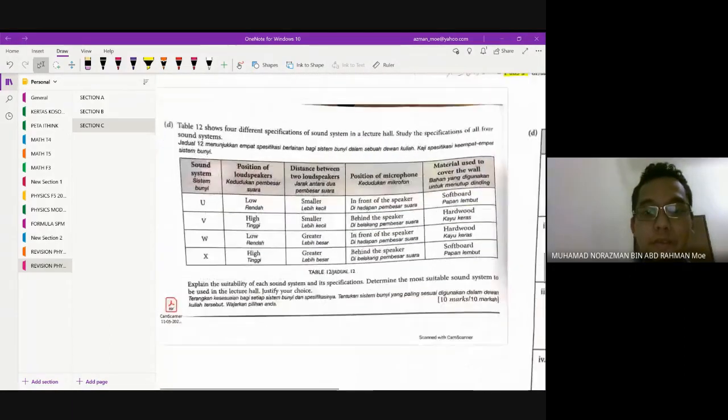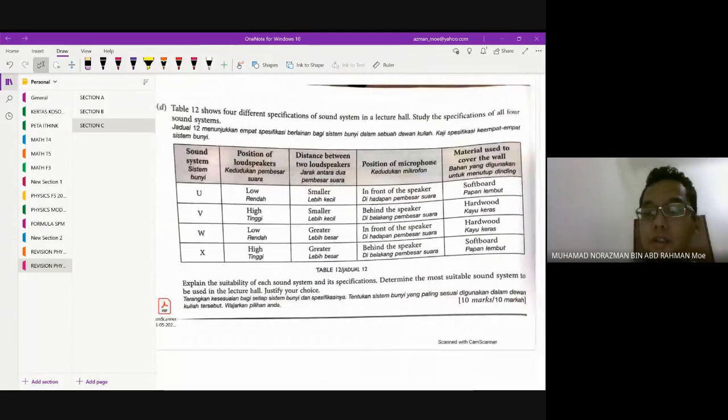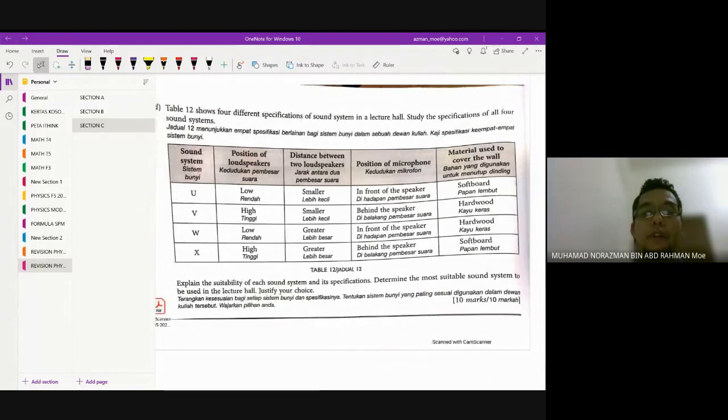Okay, final question. Table 12 shows 4 different specifications of sound systems for a lecture hall. Study the specifications of all 4 sound systems. This one is actually from a previous year SPM question. So how do we want to arrange our lecture hall to produce a very good sound system?